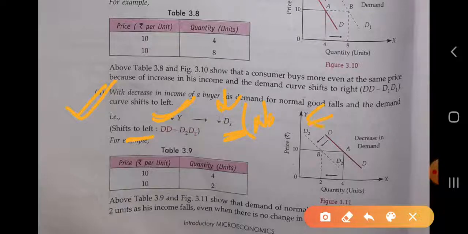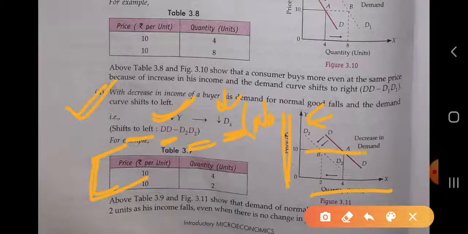Left from DD to D2. Here the price is given as constant at every unit, so the quantity decreases from 4 to 2. Here we have taken the price on the y-axis, quantity on the x-axis. Price is constant, so it will be parallel to the x-axis.